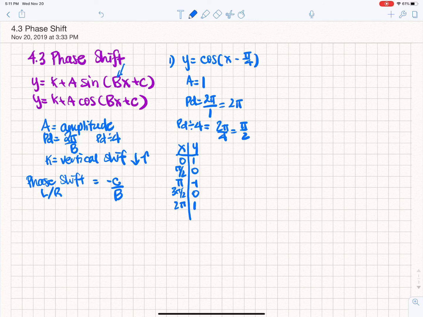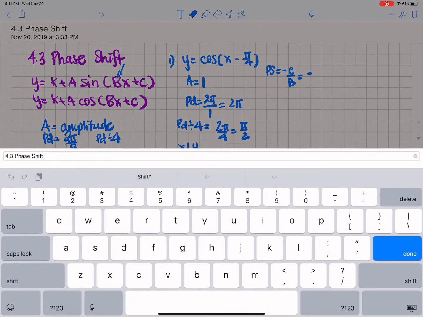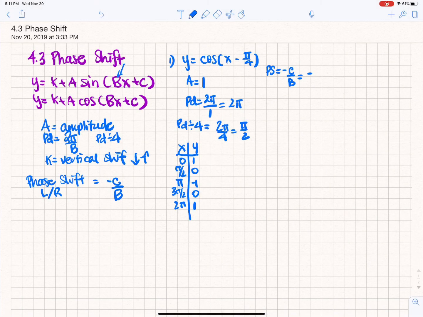Then we have phase shift. The formula is negative c over b. So negative, what is my c? c is negative pi over 4, divided by b, which is 1. So negative negative is positive pi over 4. Since it's positive, we're going to shift to the right.